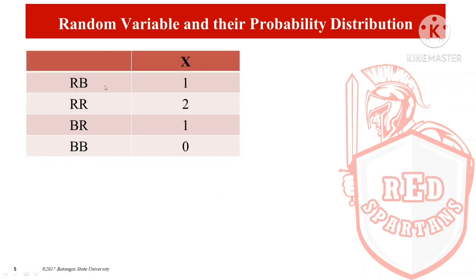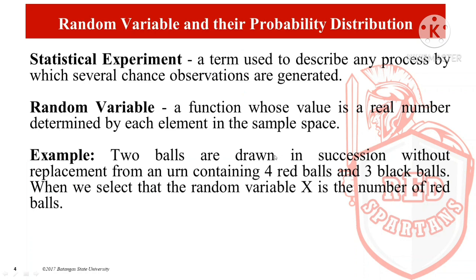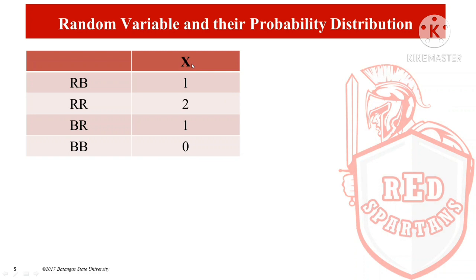So, ibig sabihin dito sa ating una, isa lang. Then sa pangalawa, dalawa. Pangatlo, isa. And pang-apat ay 0. Itong value ito yung ating real value or the random variable. So, paano naman kung random variable x is the number of black ball. So, pag black balls naman, so ito ay 1. Then, ito is 0, 1, and 2. So, nagkabaligtad lang yung 0 at 2. So, yun lang yung sa random variable.